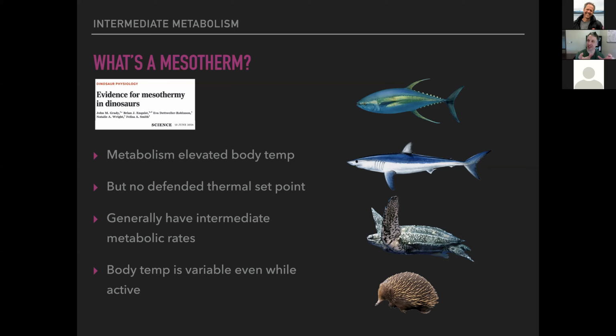it does seem to be a real pattern. We see this in a lot of groups. So there's tuna, there's mako sharks, there's the leatherback sea turtle. A borderline case is the echidna, which has very variable body temperatures and doesn't seem to regulate it very well. But the key thing is they metabolically elevate their body temperature, but they don't metabolically defend a particular set point. Now they have ways of conserving heat, like countercurrent circulation, but they're not boosting their metabolic rate when they get cold like a mammal or bird. So it's more variable, and they generally have intermediate metabolic rates.